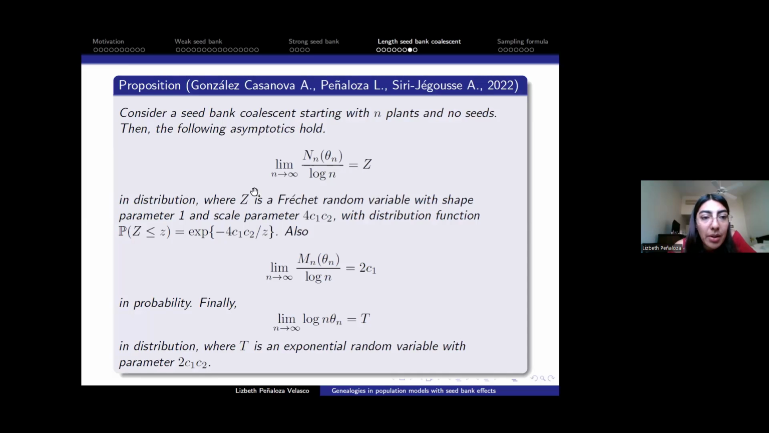So if we consider a seedbank coalescent starting with n plants and no seeds, we have that the number of plants at time theta n over log n converges in distribution to zeta, where zeta is a random variable with these parameters. And the number of seeds at this time theta n over log n converges in probability to 2 times C1. And finally, log n times theta n converges in distribution to t, where t is an exponential random variable with these parameters.